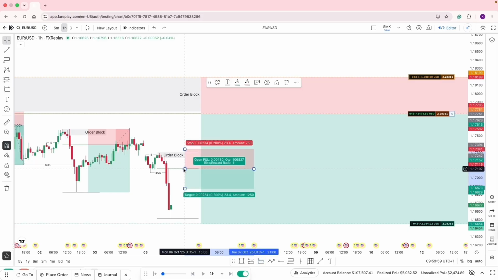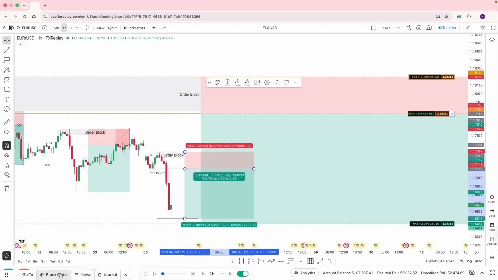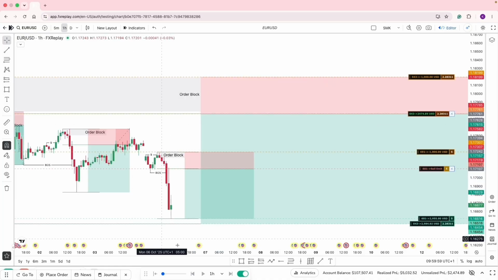So let's enter at that 75%, our stop loss at the high and our take profit at the low. Let's place this trade. So again, we're risking 1,000 to make 3,000. Well, just under 3,000 on this one, but that's still okay. Let's just save it. So let's play price forward and see what happens.